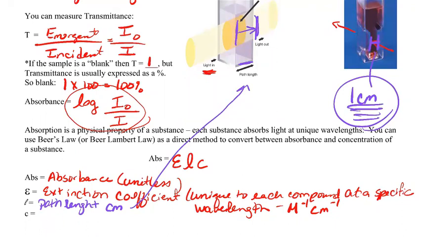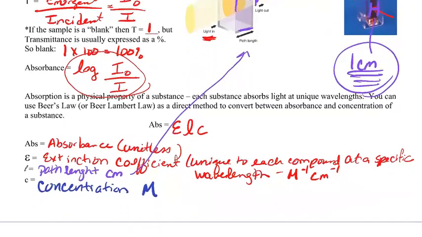And then last but not least, C is concentration, and our units are molarity, okay? So that's how we use this mathematical equation, and we can convert between an absorbance reading that we get off of the spectrophotometer and convert that into concentration. So we have some sample, we don't know what its concentration is, but if we know its extinction coefficient at a particular wavelength, then we can put it in a spectrophotometer, we can get its absorbance, and then use this formula to convert from absorbance to concentration.